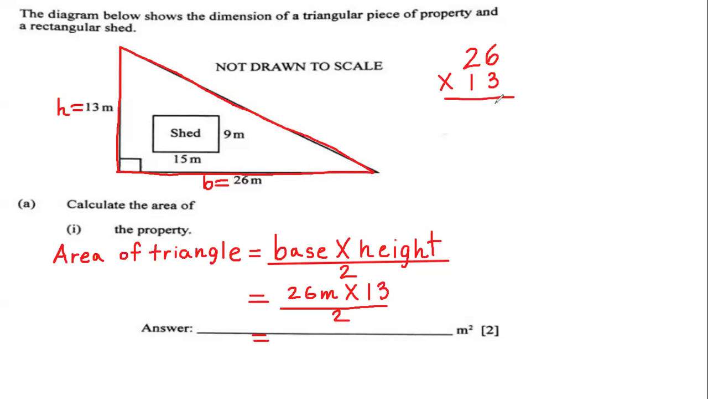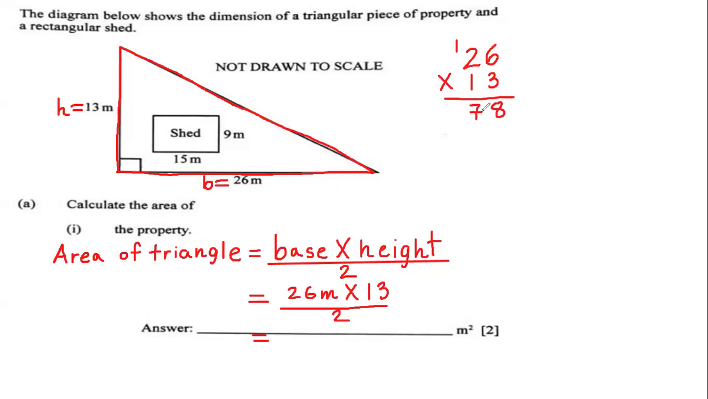So let's try this again. What is 3 times 6? 18. So we put the 8 down and we put the 1 above. What is 3 times 2? 6. 6 plus 1? 7. So on the top we have 78.